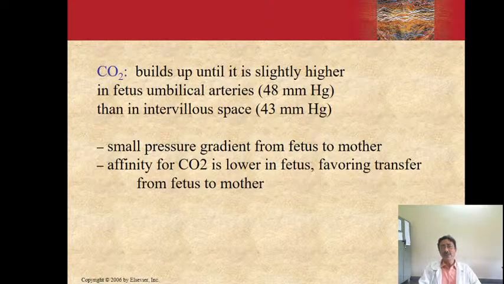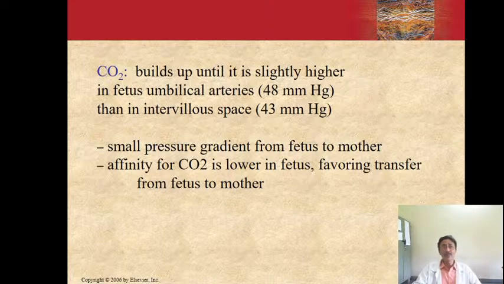Now, what about the carbon dioxide? The carbon dioxide builds up until it is slightly higher in the fetal umbilical arteries than in the intervillous spaces. Again, as I said, the transfer of oxygen is dependent upon the pressure gradient, so the transfer of carbon dioxide also depends upon the gradient present there. Once the fetal body utilizes the oxygen and liberates carbon dioxide, the carbon dioxide concentration in the umbilical arteries is somewhere around 48 mmHg. That in the intervillous spaces is around 43 mmHg, and when it goes across the placenta into the maternal circulation, the carbon dioxide concentration is somewhere around 40 mmHg.